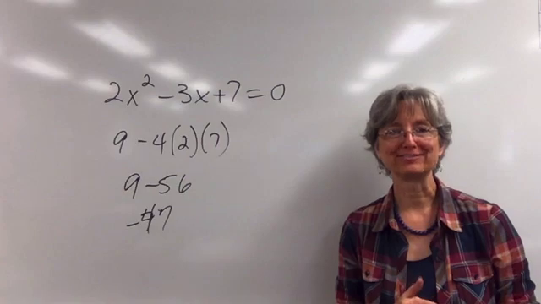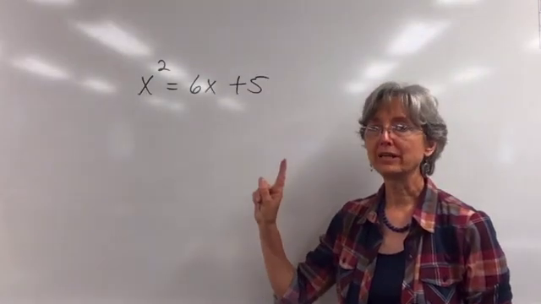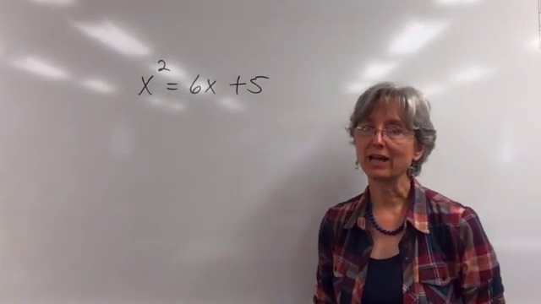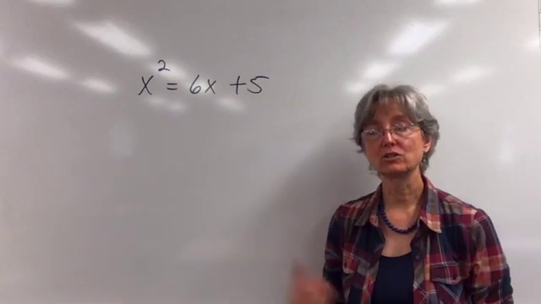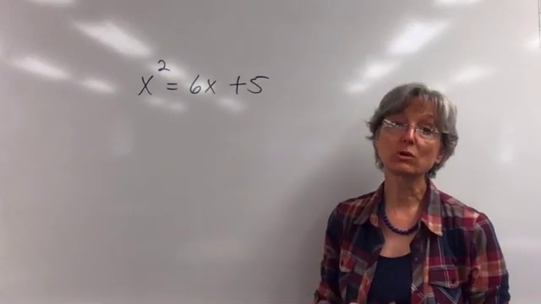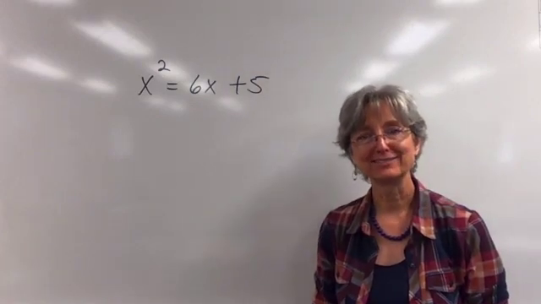So how did you do? Here's another one for you to try. This is your lesson check. Be careful. Notice it is not set equal to 0. So it doesn't give you an accurate b and c yet until you set it equal to 0. How many solutions does it have? What's the discriminant would be good, and how many solutions does it have? That's your lesson check for today.